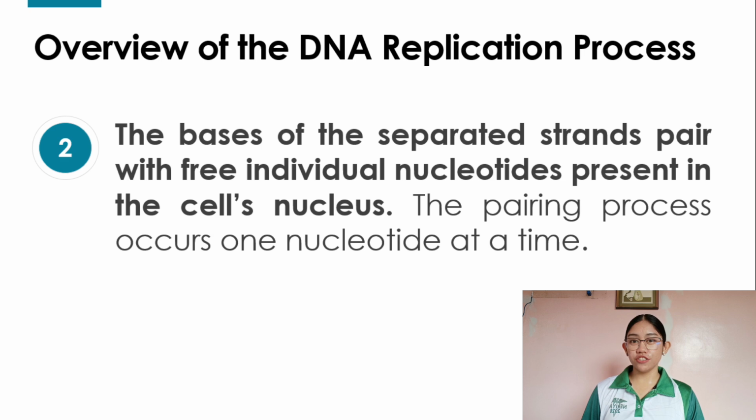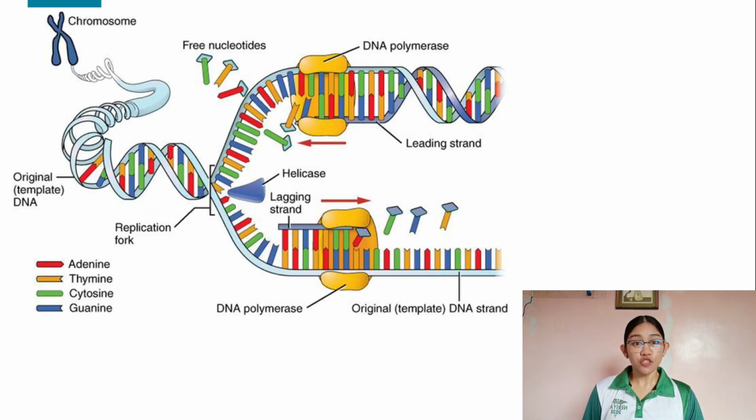Now, let us move on to the second step of the DNA replication process. The bases of the separated strands pair with free individual nucleotides present in the cell's nucleus. The pairing process occurs 1 nucleotide at a time. So in the cell's nucleus kuno, we have free individual nucleotides nga wala pa'y ka-pair nga complementary base. As you can see in the picture, ang mga free nucleotides kay nangadto sa unwinding DNA molecule and nagig-pair sa bases sa separated strands. Remember, adenine pairs with thymine and cytosine pairs with guanine.